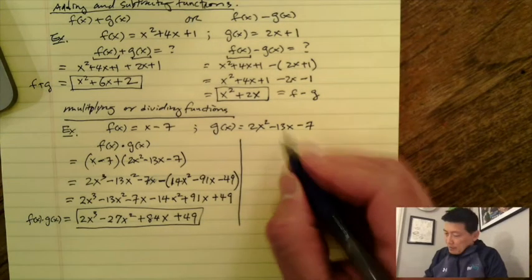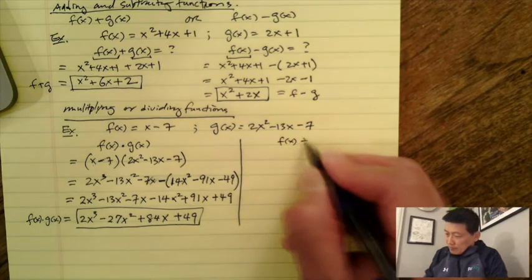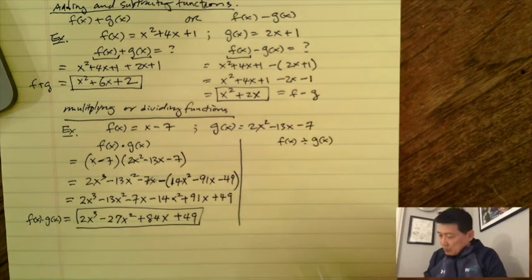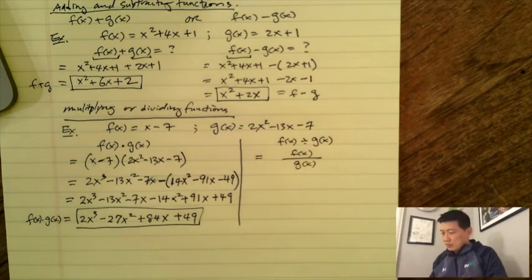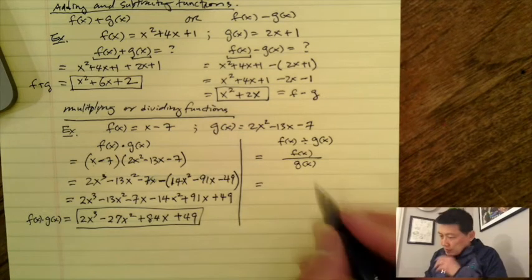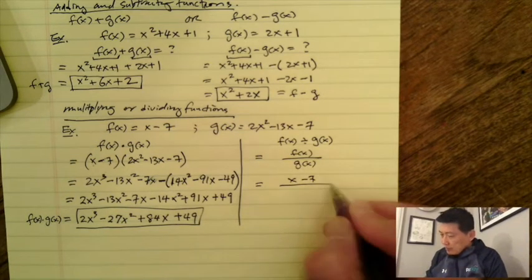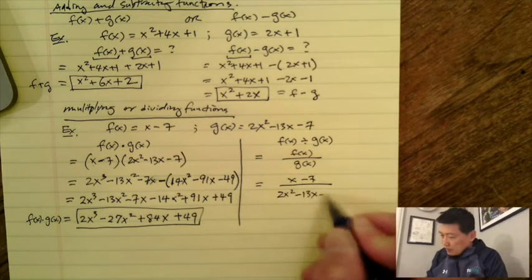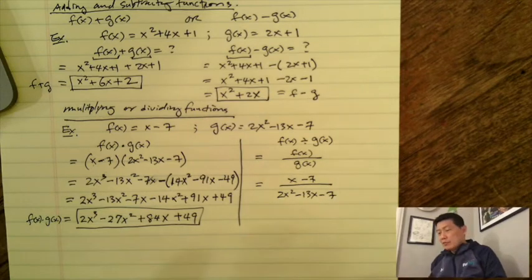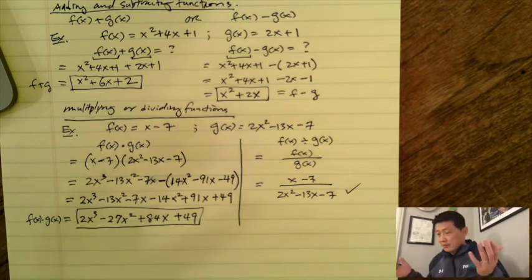So what if you have f of x divided by g of x? Well, that's just f of x over g of x. And that is x minus 7, that's the f of x on the top, and on the bottom 2x squared minus 13x minus 7. Now oftentimes this step is technically correct because you're putting it in the correct form, but oftentimes algebra is about figuring out how to simplify a complex expression to the simplest possible form.